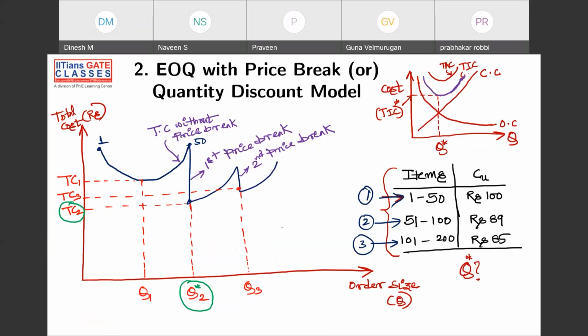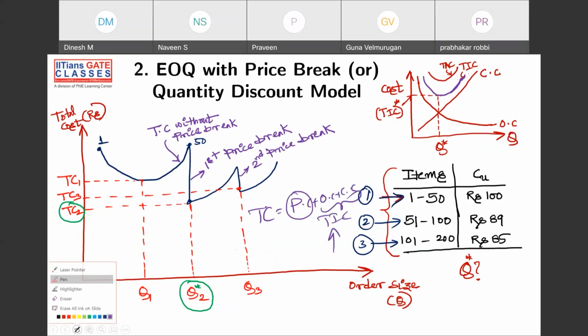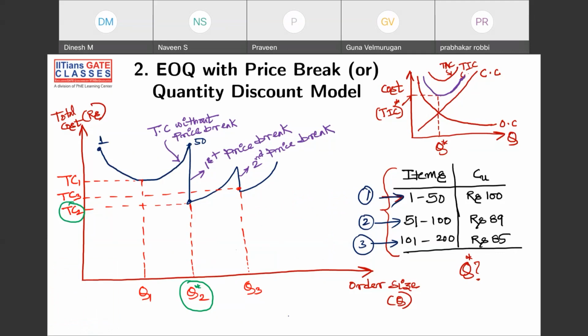So in the previous case, in total cost, we wrote purchase cost plus ordering cost plus carrying cost, and we thought the purchase cost is fixed, and then we said this is total inventory cost. So we minimized this and we got the answer. But in this situation, we are not neglecting that, because purchase cost is also variable: based on the quantity that you're ordering, your unit cost is changing. So purchase cost is variable, ordering cost is variable, and carrying cost is also variable. This is your total cost.